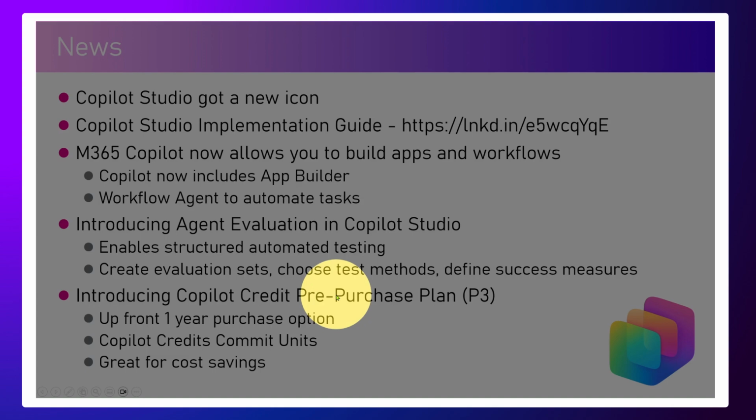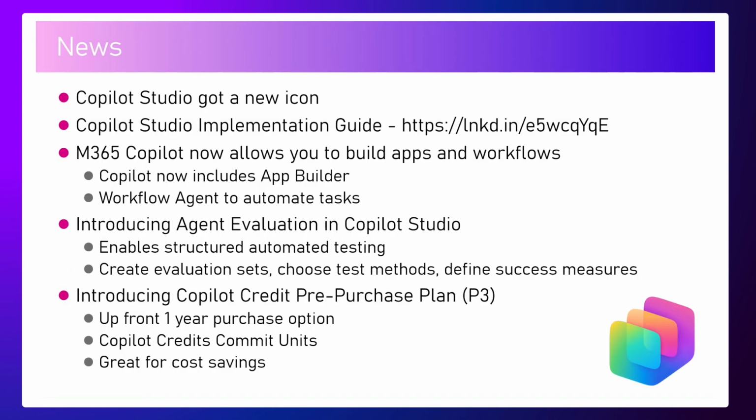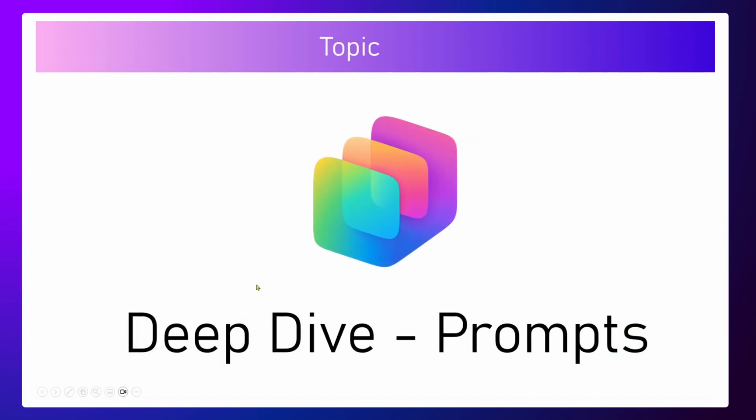Now, I remember earlier when you used to get a Copilot Studio license, there was one way where you needed to purchase 25,000 message packs. Then there was another method, Azure pay as you go. But now this is the third method, the Copilot Credit Pre-Purchase Plan. Basically, it's an upfront one-year purchase option. You get a Copilot Credits Commit Unit, and it is mainly great for cost savings. More information is on the Copilot Studio blog.